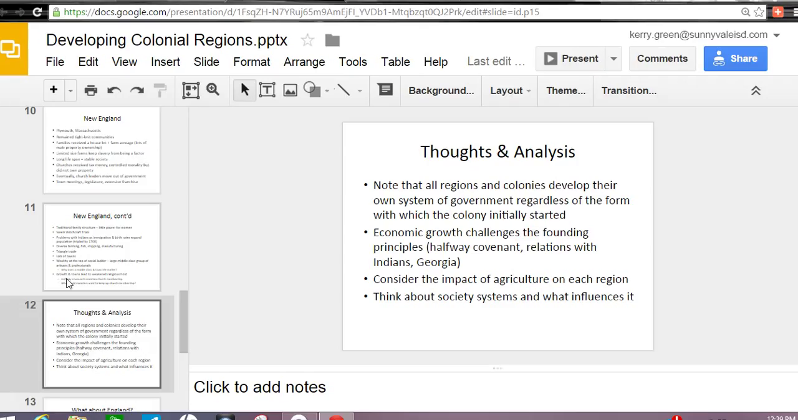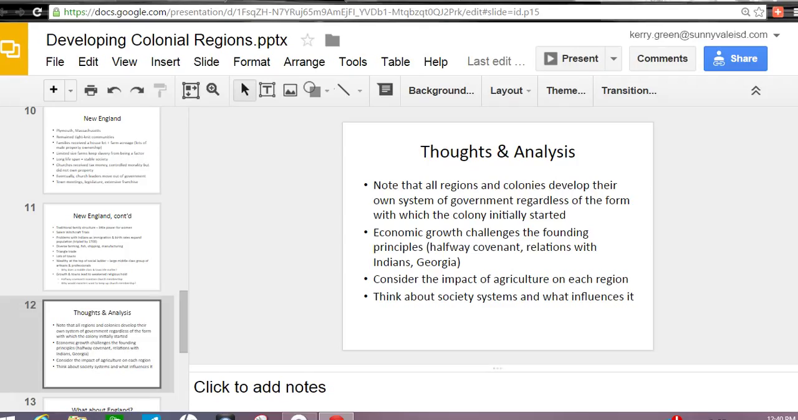Economic growth challenges founding principles. If you talk about the religious principles of New England, growth is going to cause them to have to revisit, well, what exactly is church membership? In Pennsylvania and Delaware, this issue of, well, how do we relate to the Indians? What you're going to see is that relationships with Indians, whether it's they're all pushed out so we don't fight with them anymore vis-a-vis Virginia, or whether we have to have more land, so forget that we're going to treat the Indians fairly because we have to have their land. So those things are going to change.